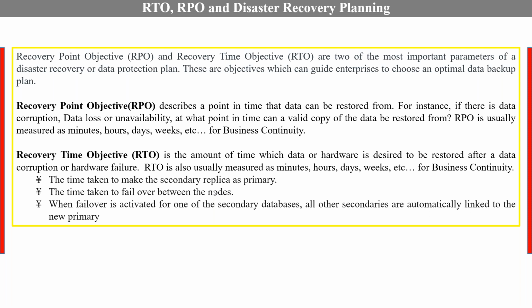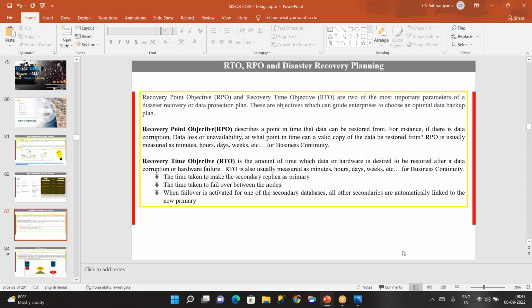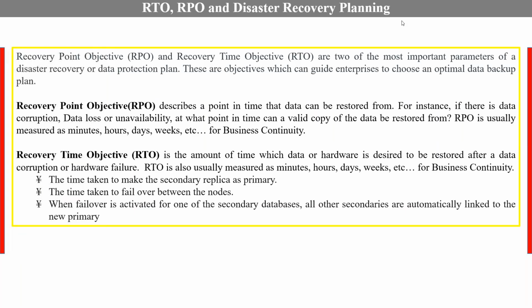So this is nothing but high availability and disaster recovery. RTO is for high availability and disaster recovery, RPO is for backup, sir. Clear? Yes, sir, got it.